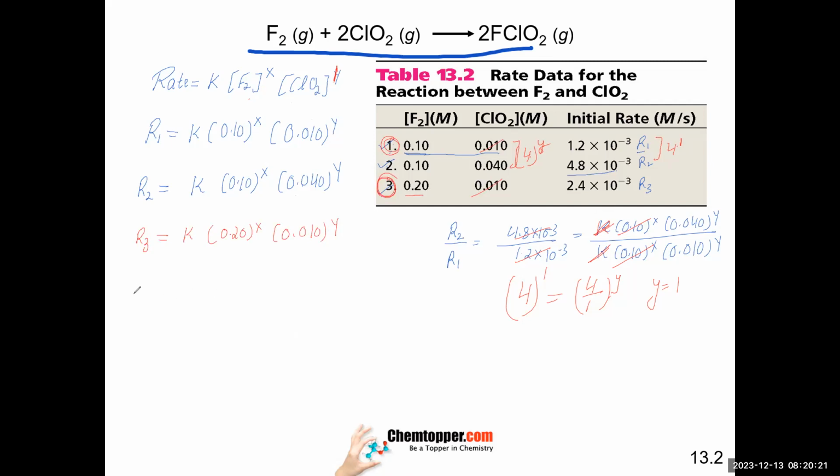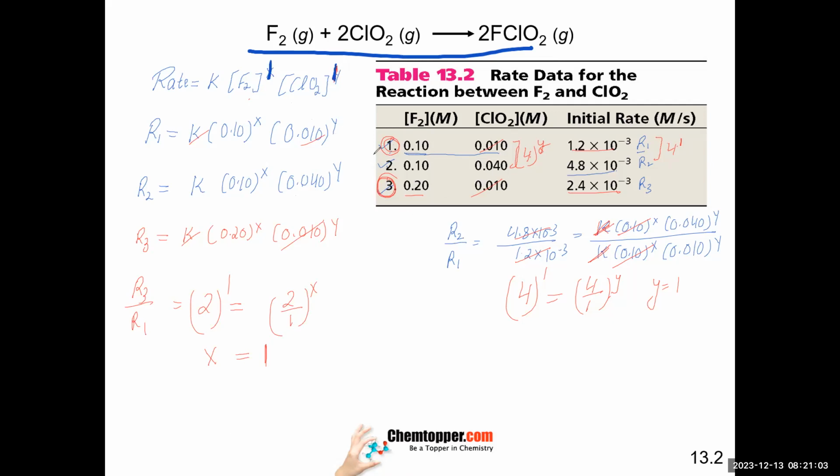Now take the ratio of rate 3 with rate 1 and you will see rate 3 is this, rate 1 is this. How much is this? 2. Lisha has already done. And now you can see K and K cancelled. This number cancelled. So you're getting 2 over 1 raised to power X. So what is X? 1. So what's the order with respect to F2? With respect to F2, the order is also 1.